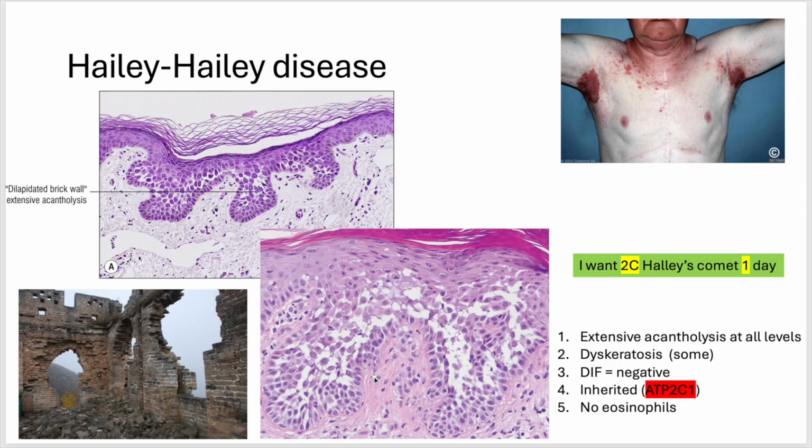Clinically, patients usually present with painful erosions in intertriginous areas, such as the axilla or groin. And again, the direct immunofluorescence will be negative, because this is an inherited disorder instead of an autoimmune blistering disease. A fun mnemonic here is I want to see Halley's Comet one day. So you will remember there is 2C and 1, okay?